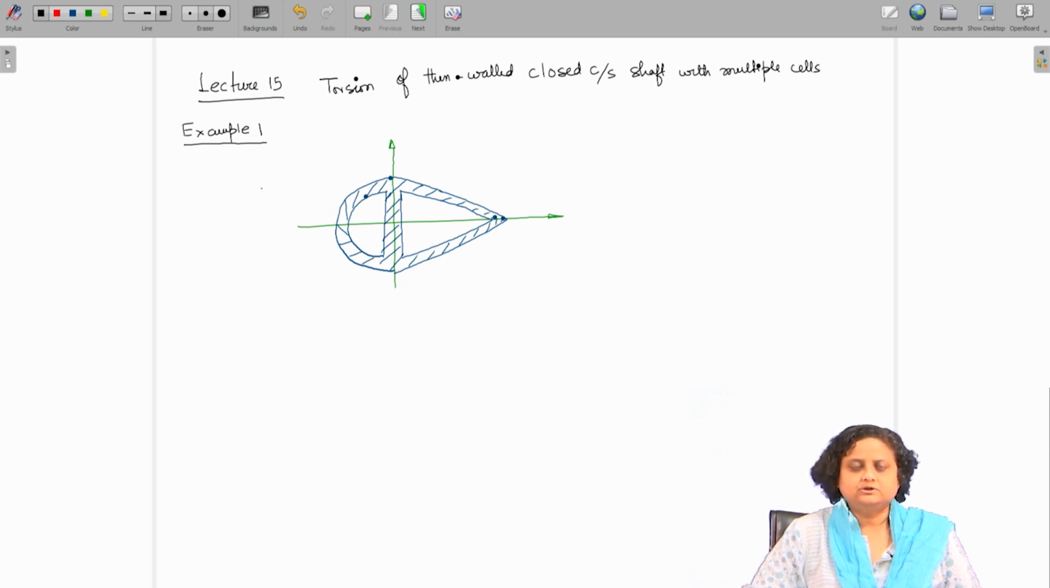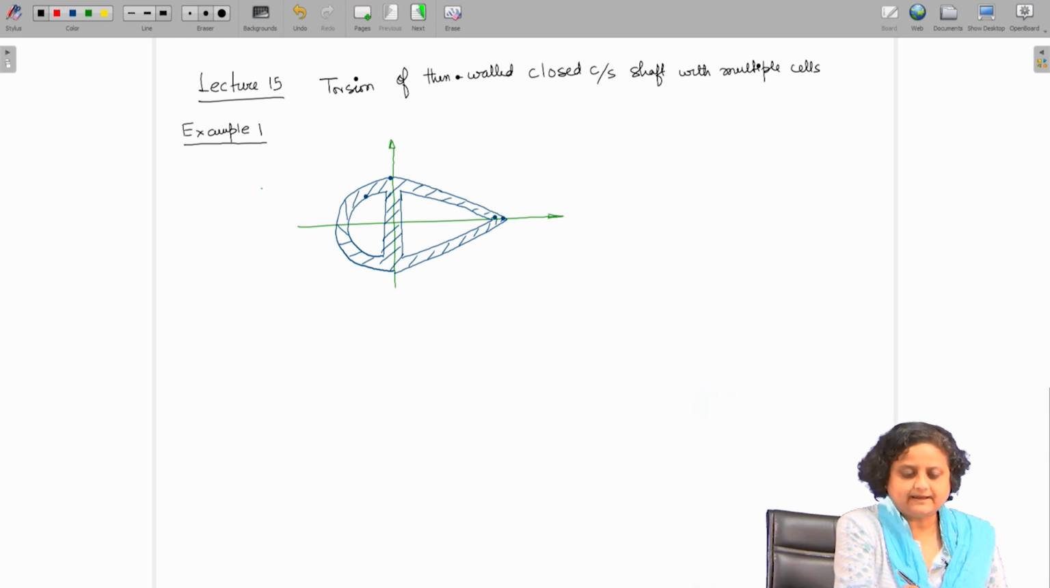Just to recap, we are dealing with closed cross section shafts with multiple cells. The figure that I have drawn is a cross section of a shaft under pure torsion. As you can see, this is thin wall, the thickness is very small compared to the other dimensions of the cross section, and it is closed and has two cells. Let me name the cells 1 and 2.